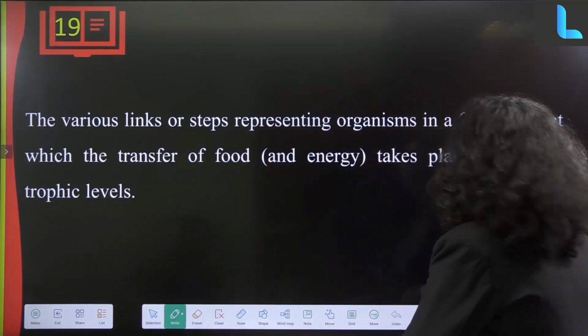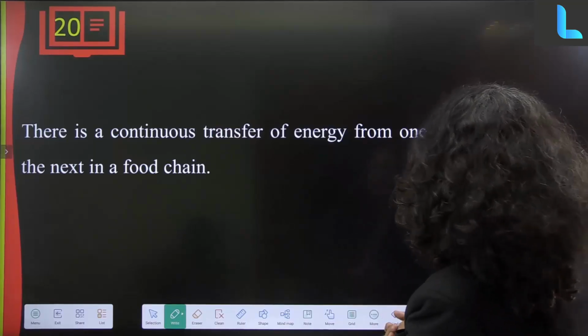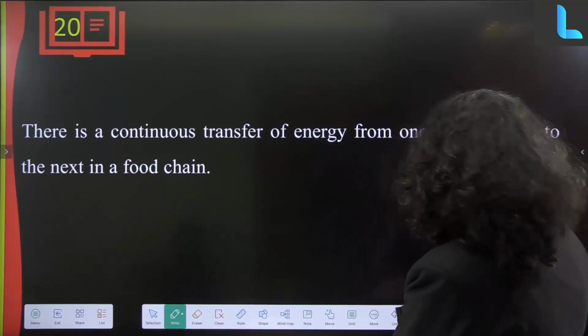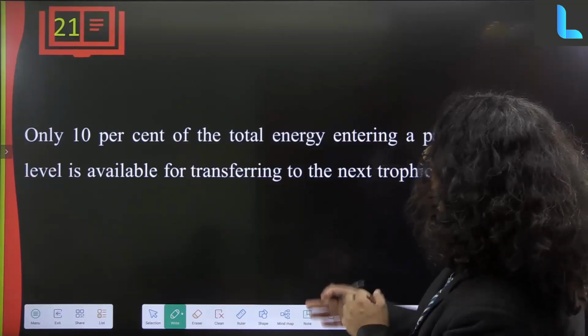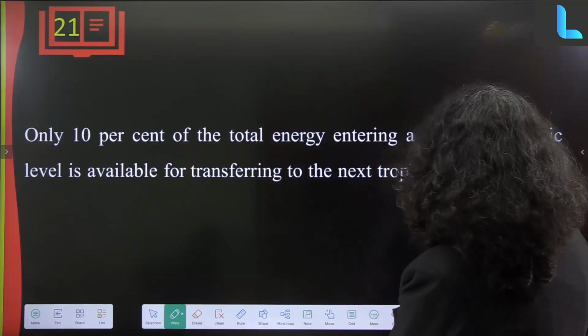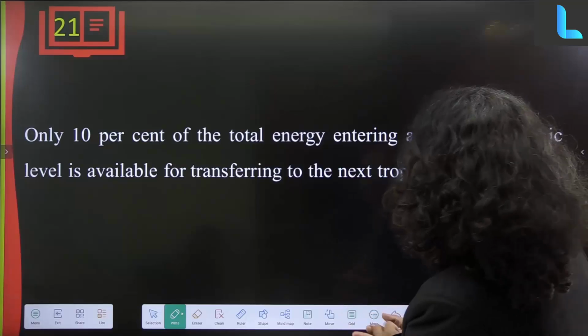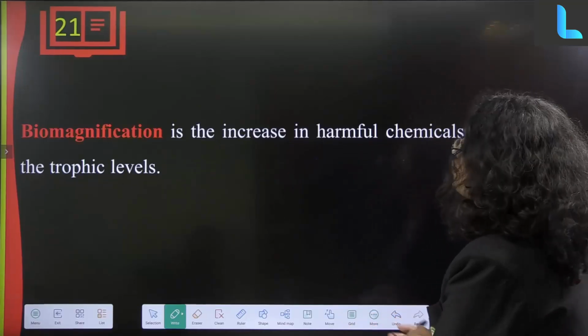Okay, now there is a continuous transfer of energy from one trophic level to the next in a food chain. Only 10% of the total energy entering a particular trophic level is available for transferring to the next trophic level.